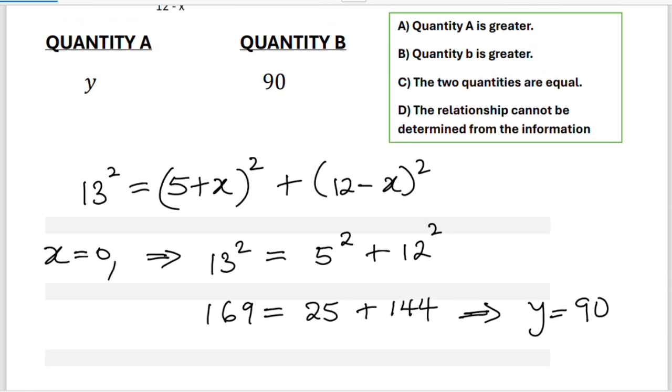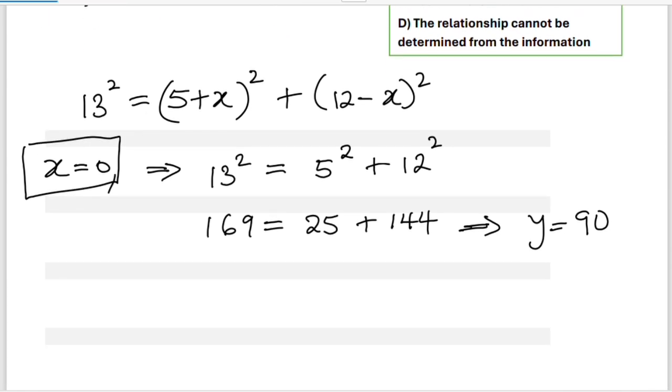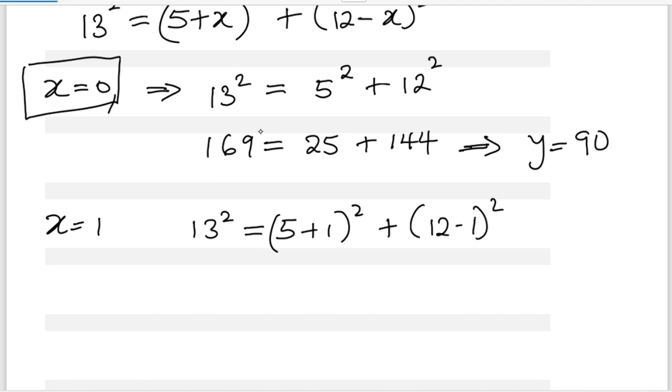So with this, for the condition of x equals 0, point A and point B are equal. Let's see when x is not 0. So let's say x is equal to 1. What do we have? This will be 13 squared equals 5 plus 1 all squared plus 12 minus 1 all squared. This is 13 squared equals 6 squared plus 11 squared.